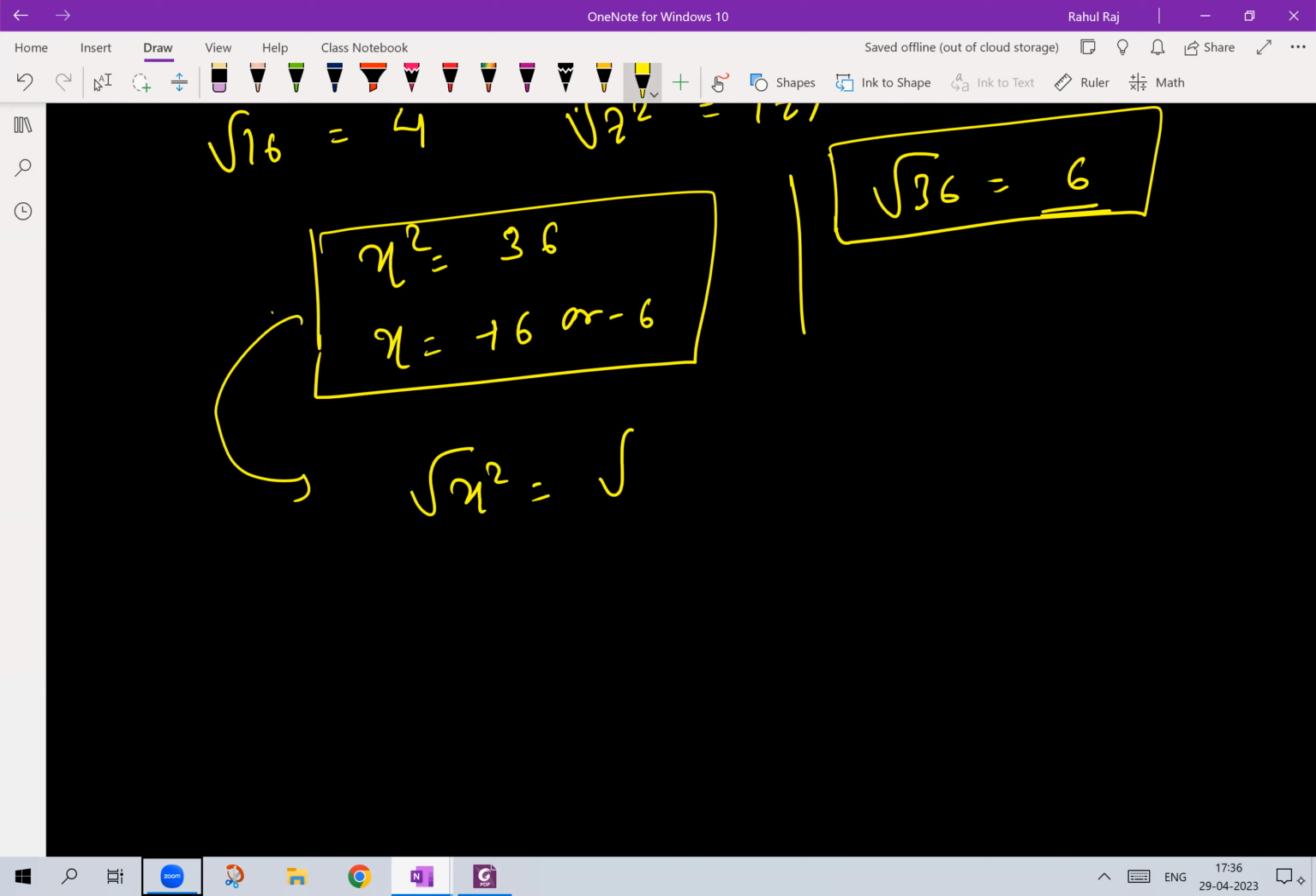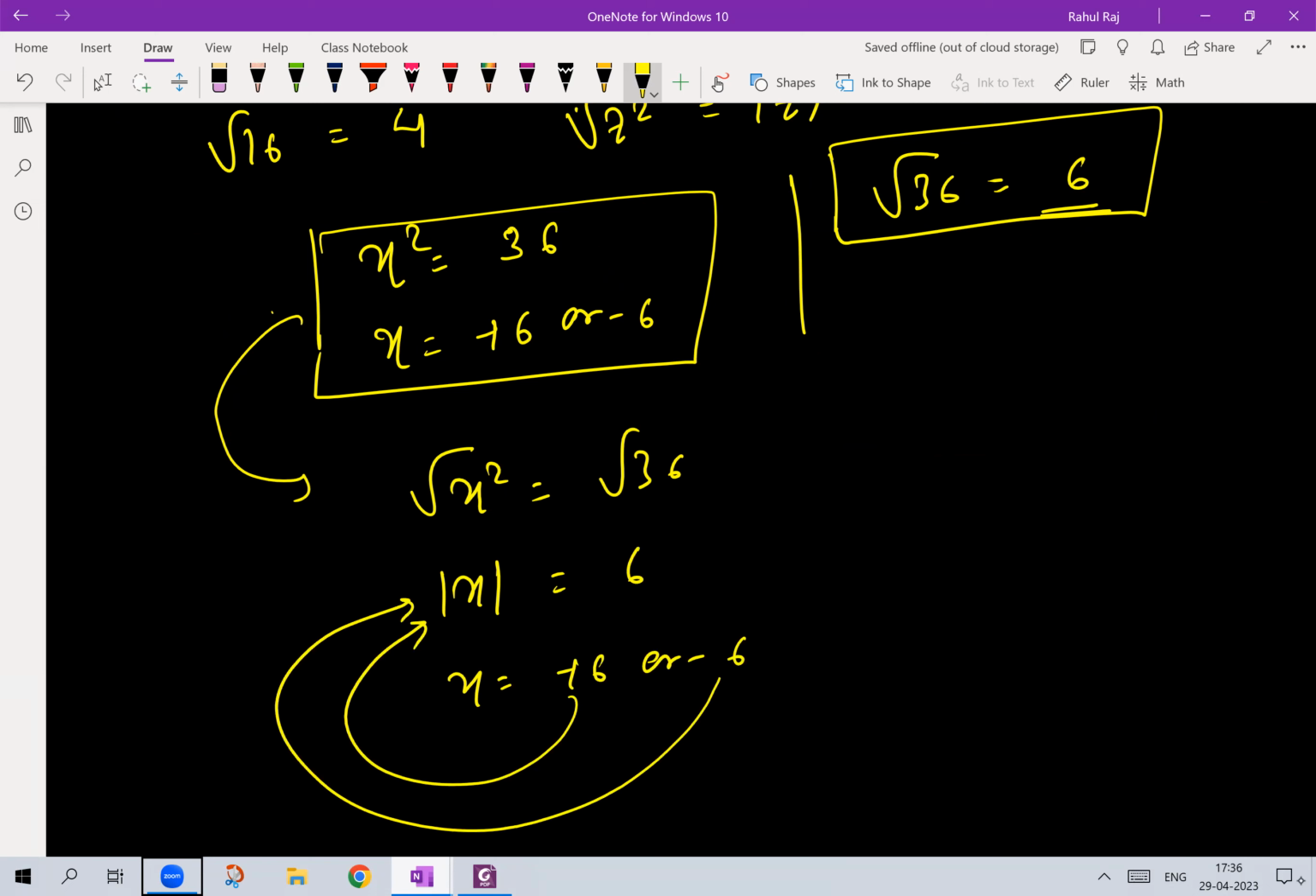Root x square is equal to root 36. Root of x square is what? Mod x. And this is equal to 6. So if you remove mod, x would be equal to plus 6 or minus 6. Because when you put LHS is equal to RHS, simple logic. Root of 36 is 6.